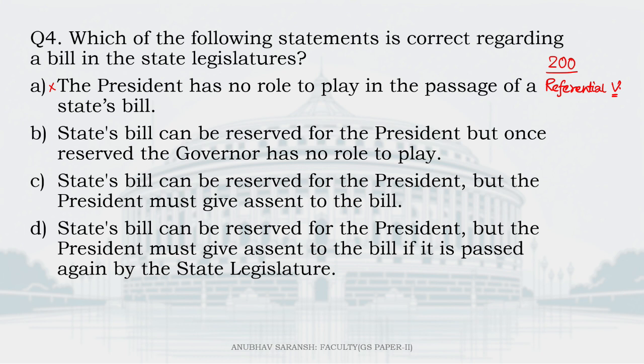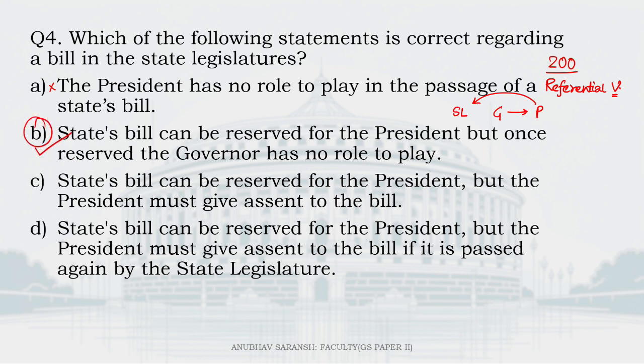B. State's bill can be reserved for the president, but once reserved, the governor has no role to play. This is actually correct. Once the governor sends the bill to the center, to the president, he or she has no role to play as far as the bill is concerned. Now that bill is between the center and the state legislature. So B is actually correct, hence the right answer.